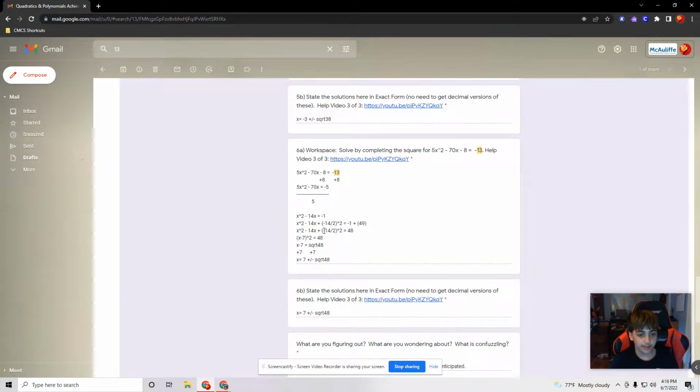Then we got x squared and negative 7 squared, so put that together. x minus 7 all squared equals 48. Get rid of the square. It's x minus 7 equals square root of 48. Add 7 to both sides. x equals 7, positive or negative square root of 48.